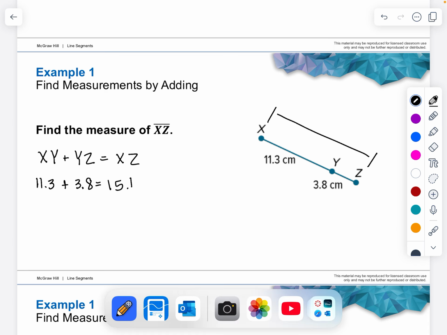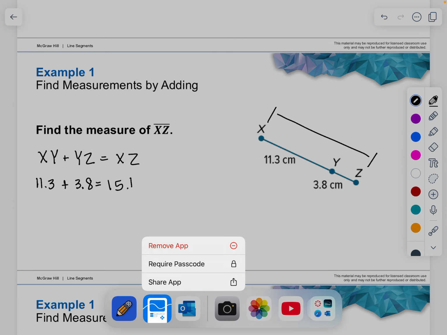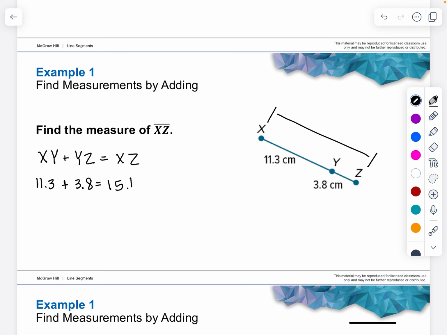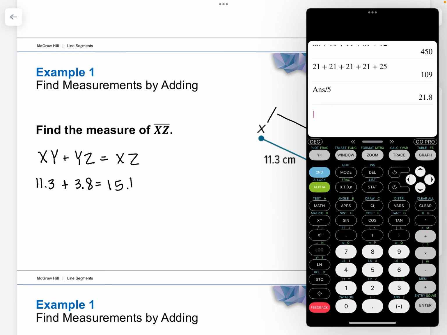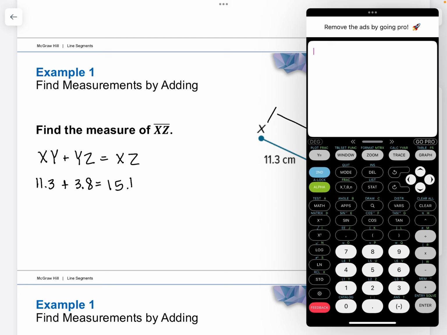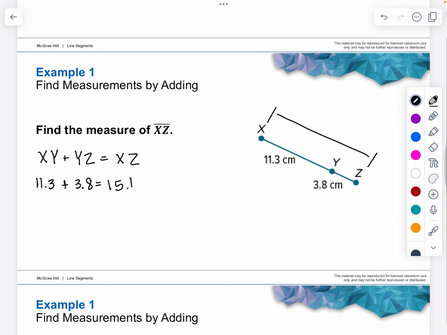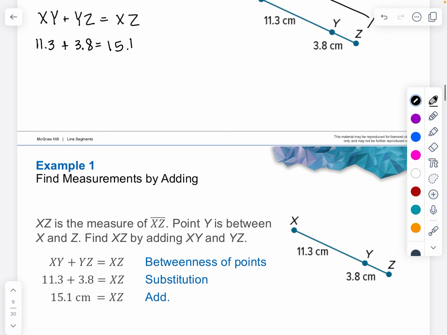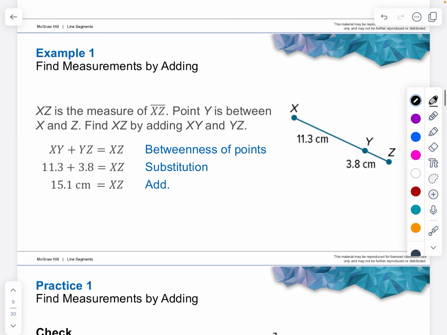Now, if you haven't already, I love this app right here as my calculator app. It works really well, and it hides off to the side nicely there. So the Calc 84 app, Calc 84. Okay, so there it is.